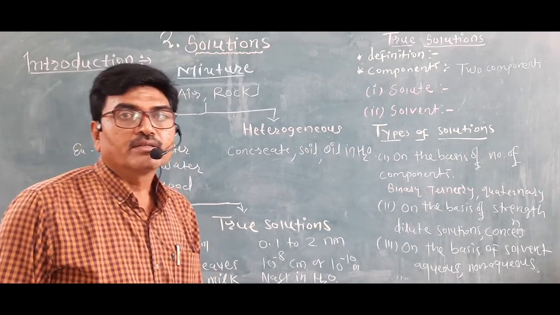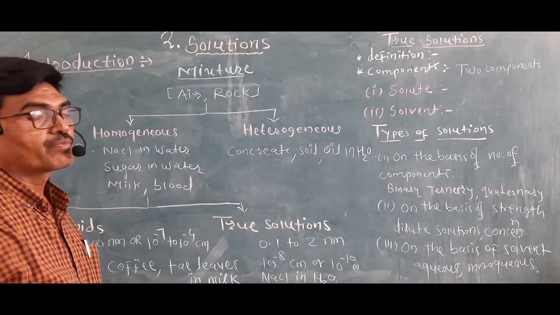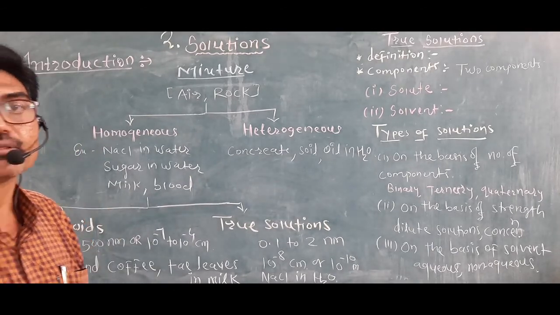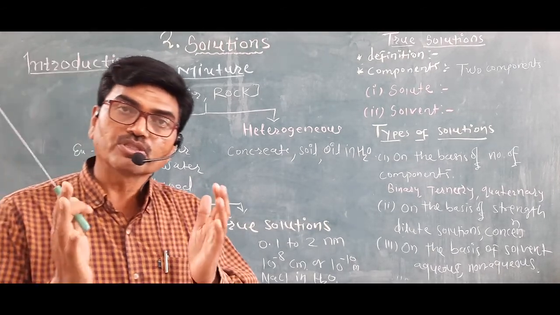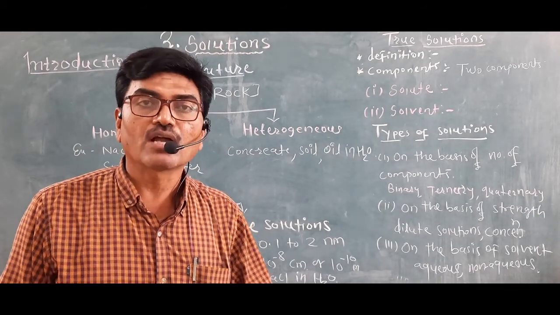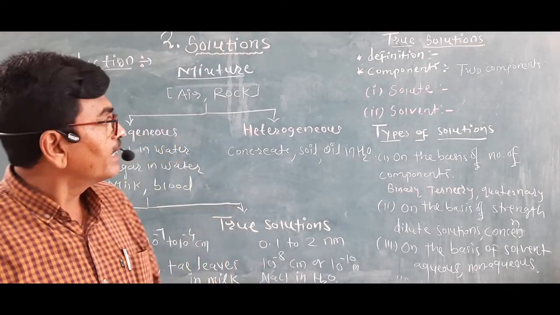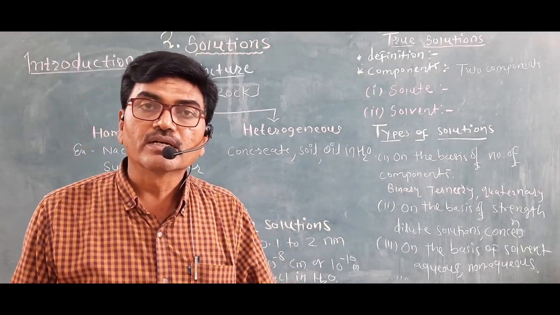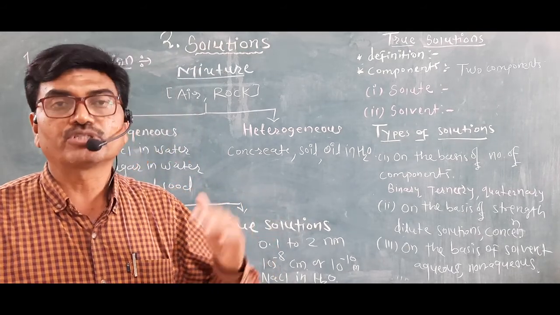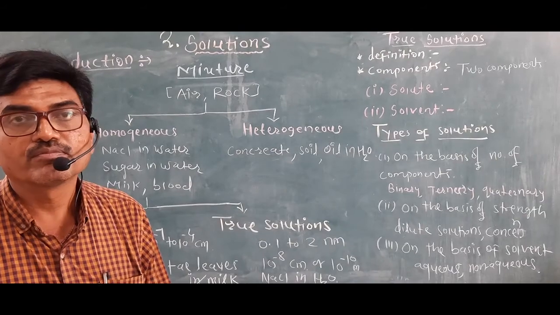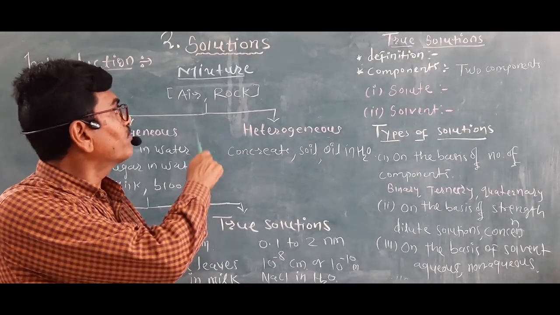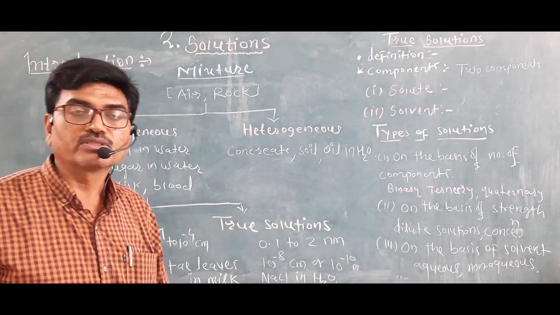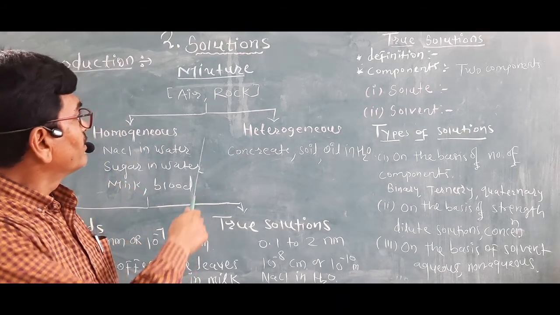So, at the beginning, the introduction. We know what mixtures are. We have already studied this in the 11th. When two or more substances combine, mixtures are formed. That is, when two or more substances combine in a random proportion, then mixtures are formed. Air is a very popular example of a mixture. Air consists of many gases such as nitrogen, oxygen, carbon dioxide, etc.